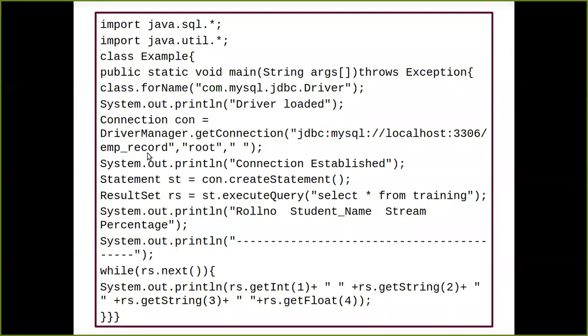emp underscore record. And I told you that we are going to use the third option, where we had three parameters: a URL, a username, and a password. I told you the username is by default the same for every database installation, and if you are not changing the username, what is it going to be? Root. So assuming that we have not changed it, what is going to be the username? Root.